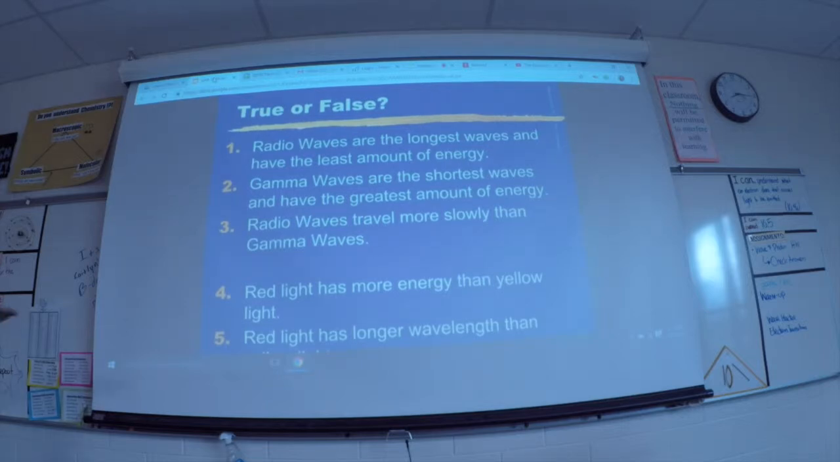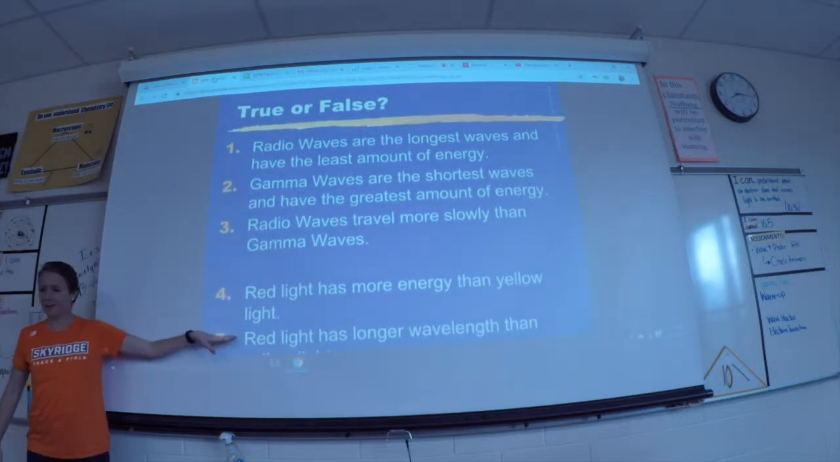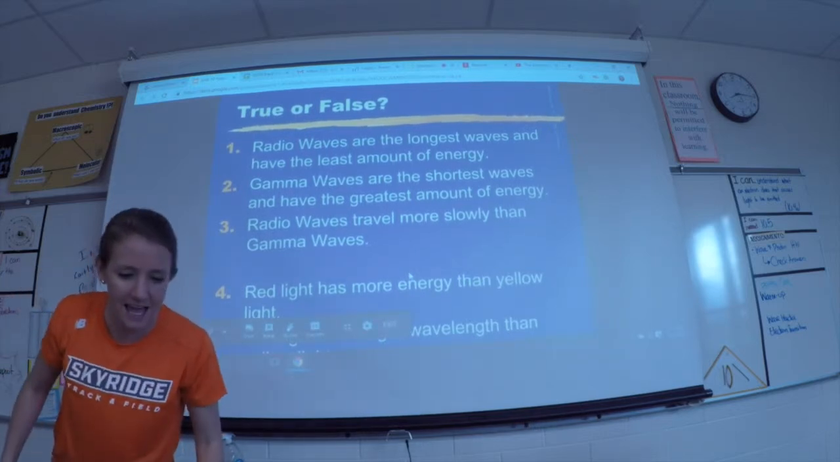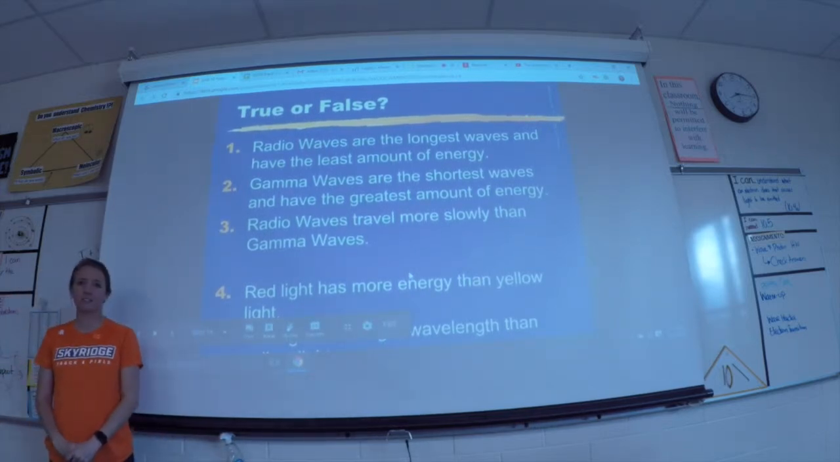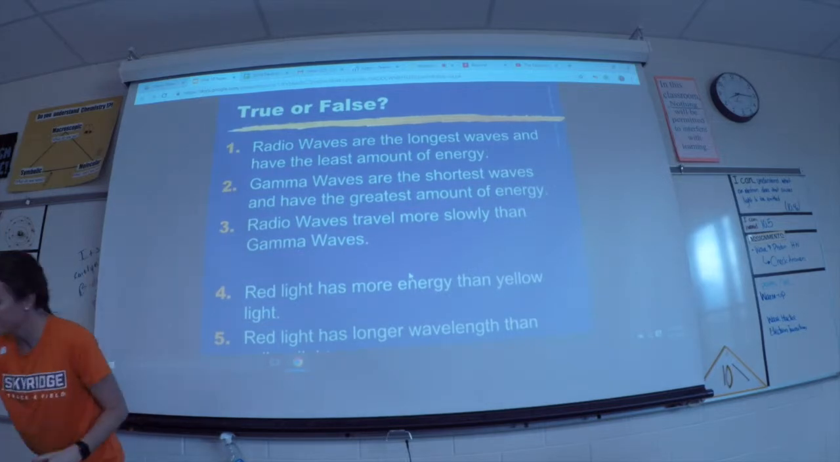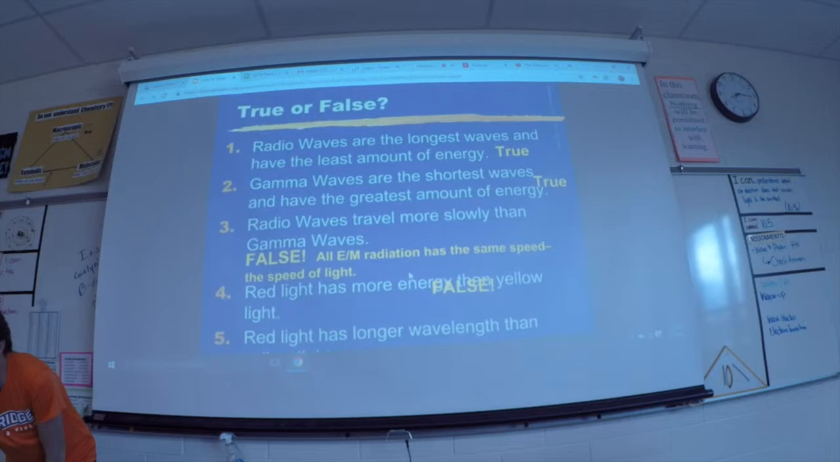Oh, last question. So show me your answer, number 5. Red light has longer wavelengths than yellow light. True or false? True, because the lower the energy, the longer the wavelength. Very good. All right, so now let's talk about the math side of all of this.